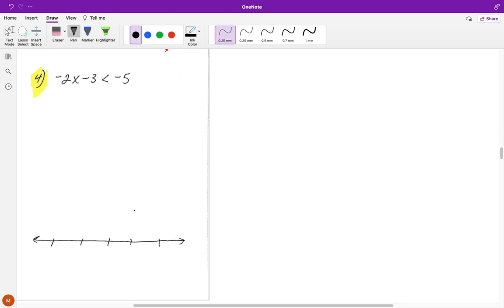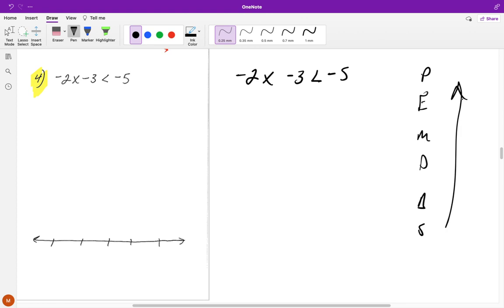All right, so this is what I mean. For number 4 now, I give you the number line, and you have to fill in your own numbers. So we have negative 2x minus 3 is less than negative 5. So it's our PEMDAS in reverse. We know we're not going to do these for right now. The negative 2x, that is multiplying, minus 3, that is subtraction. So there's no addition or division right now.